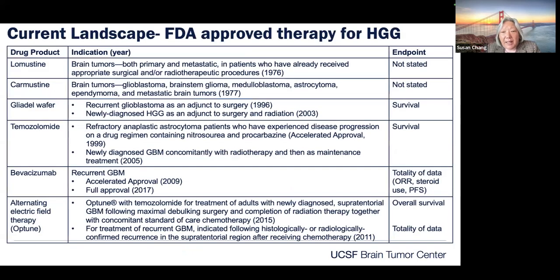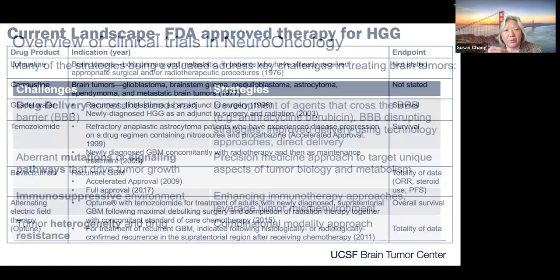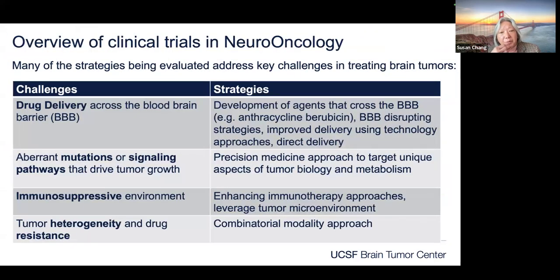So when we think about the current landscape for what is approved for patients with high-grade glioma, you can see that there is really a paucity of advances that we've made. Lomustine, carmustine is back in the 1970s. The Gliadel wafer, 2003. Temozolomide, as you all know, 2005. And then subsequently, use of bevacizumab, which really is for recurrent glioblastoma, approved based, as you can see here, on the totality of data, not because of overall survival benefit. And then TTF.